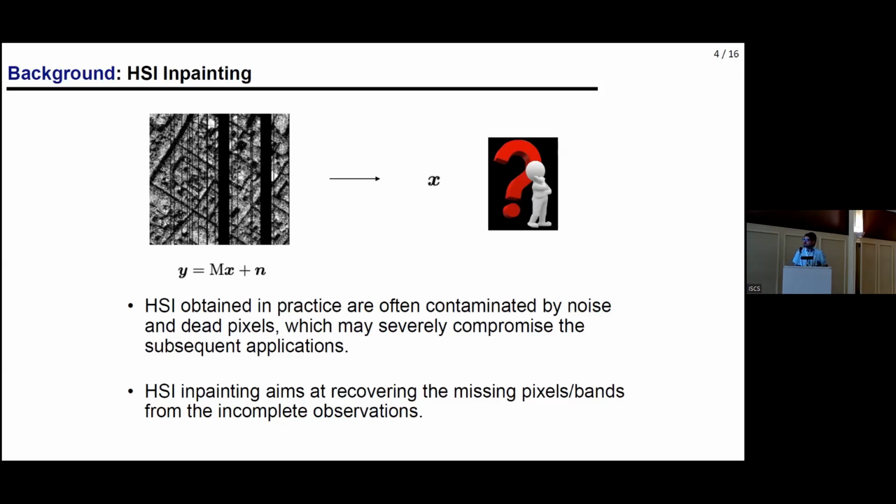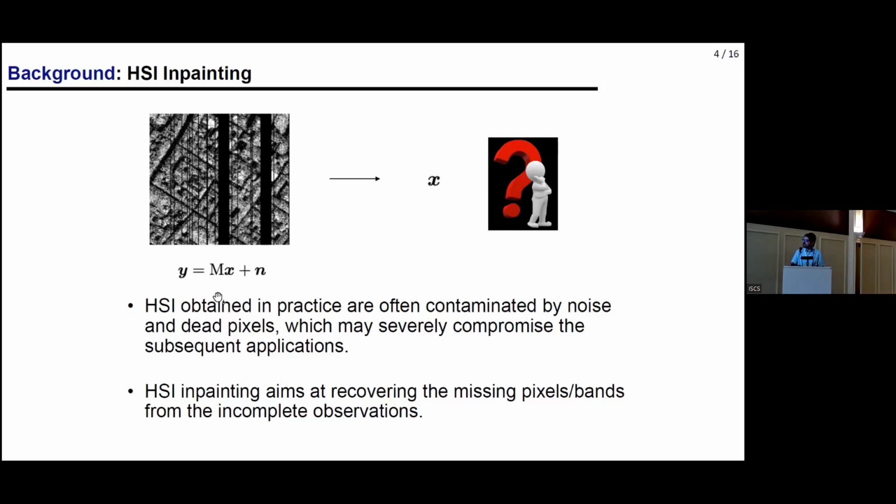So this problem can be formulated as follows: what you want to measure is X, but you have a matrix M, which subselects the data, you add noise, and what you measure at the end is Y.